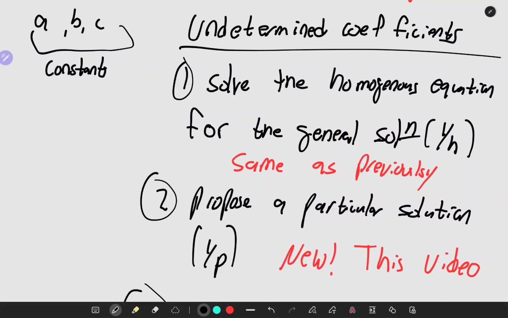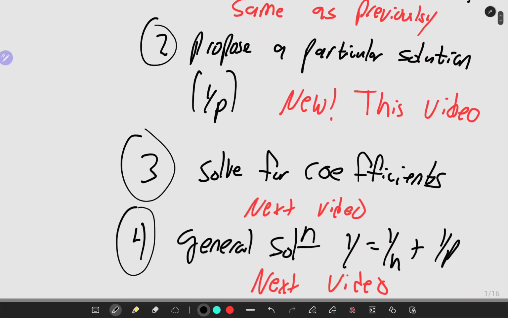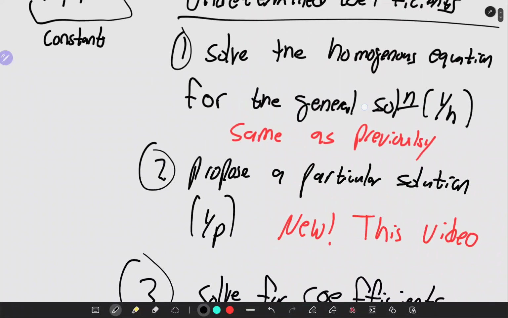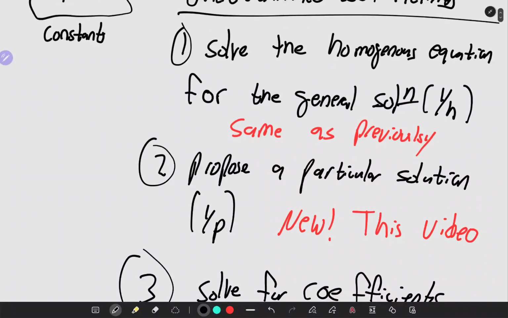This is something that's new, so we're going to look at that in this video. Just really quick, we're not going to look at the next steps in this video because I think step 2 is going to be enough. Steps 3 and 4 would be to solve for the coefficients in our particular solution, and then we write out our new general solution, where we're going to have y sub h plus our particular solution. So anyways, we'll look at those two in the next video. For now, let's look at step 1 and step 2.